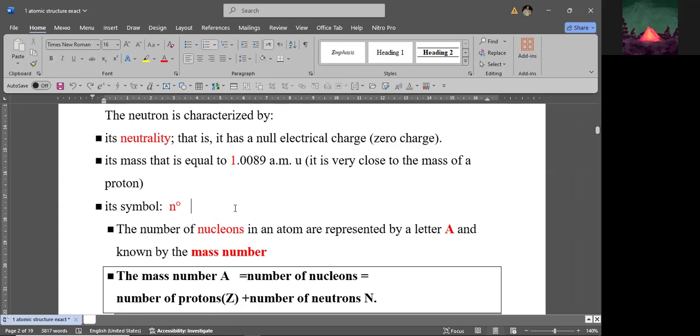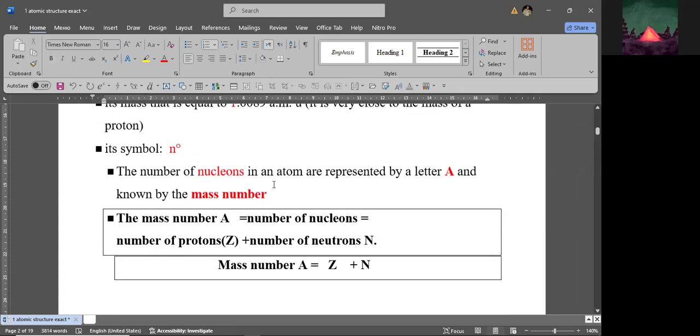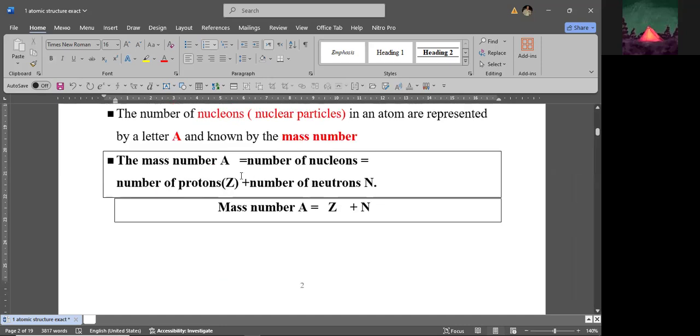Okay, right. The number of nucleons in an atom. Remember that the nucleons are the nuclear particles, the particles that exist in the nucleus of the atom. It is the sum of protons and neutrons. It is represented by the letter A, and we call it the mass number. The mass number is the number of nucleons. The number of nucleons is the sum of the protons and neutrons numbers. We can say that the mass number A is Z plus N.